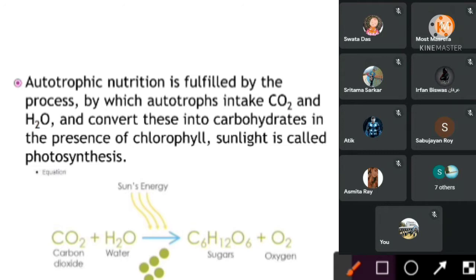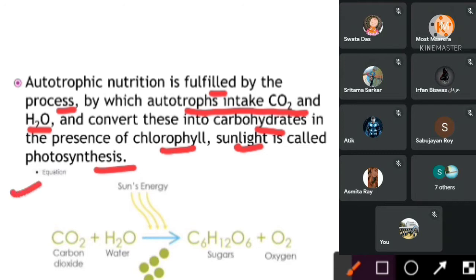Autotrophic nutrition is fulfilled by a process in which autotrophs take in carbon dioxide, CO2, and water, H2O. They then convert these into carbohydrates in the presence of chlorophyll and sunlight. This process is known as photosynthesis. So autotrophic nutrition is fulfilled by the process of photosynthesis.